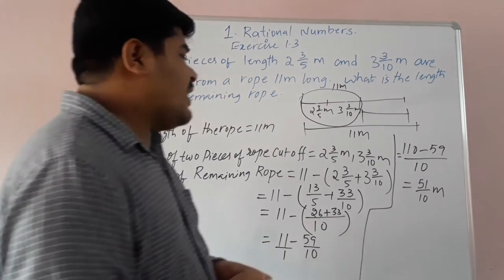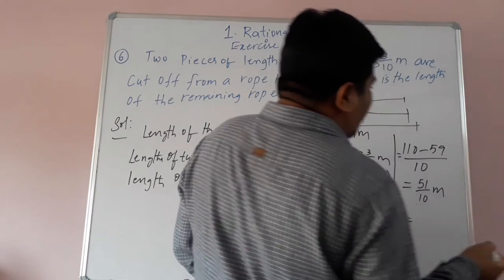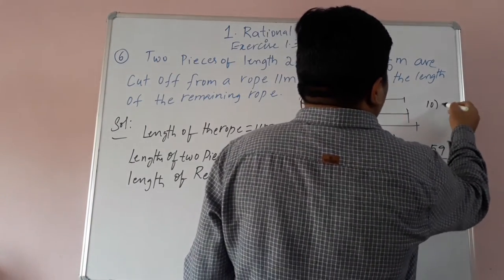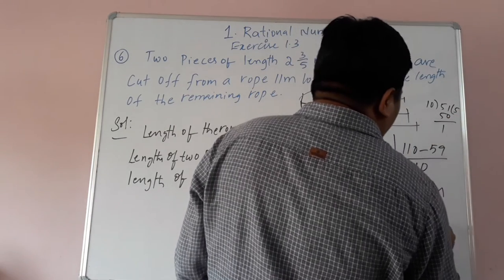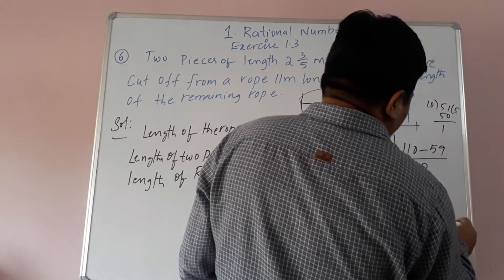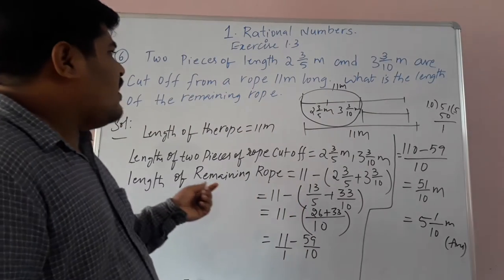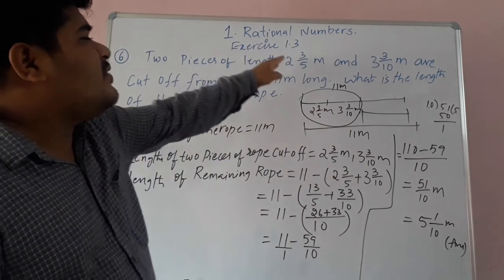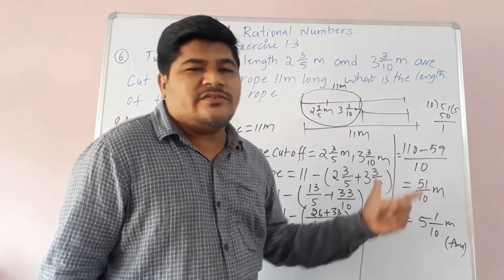Now that is an improper fraction. Children, we can also express this as a mixed fraction. Just divide 51 by 10. 10 5s are 50, so the remaining part is 5 1/10 meters. So children, this is the answer. The length of the remaining rope after cutting off these two lengths is 5 1/10 meters.